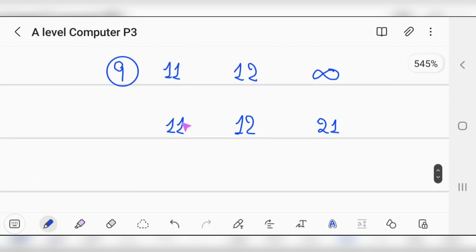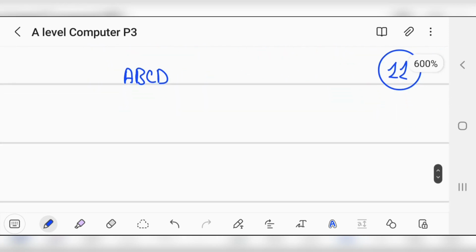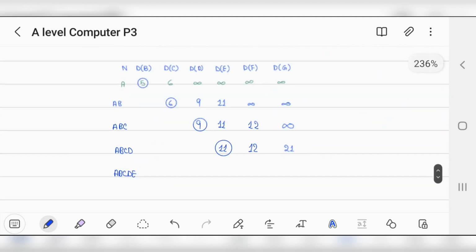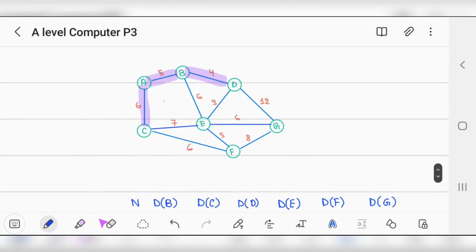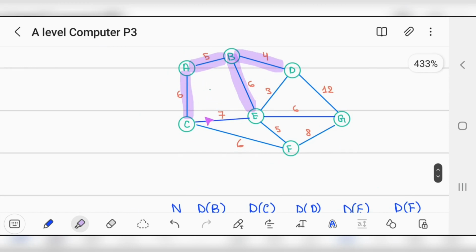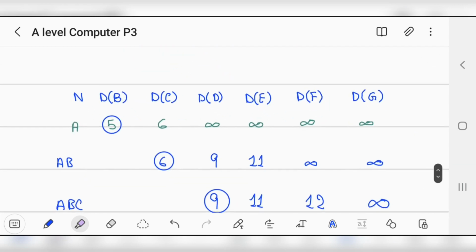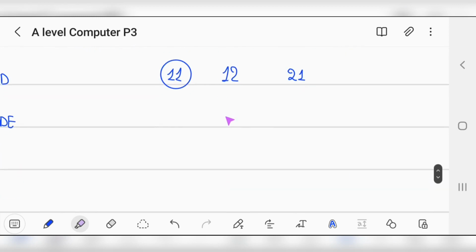Highlight this. A, B, C, D, E. Okay. Then I'm going to highlight. So I just did this. Now, let's see again what should be the value of F. 12. If I come here, 9 plus 5 is 14, so 12 is the best option, which means it will remain 12. So 12.